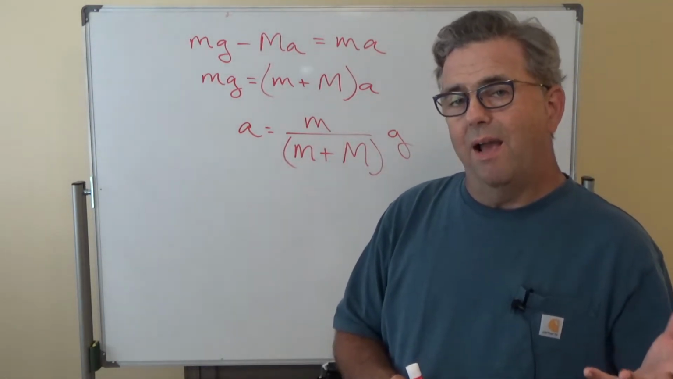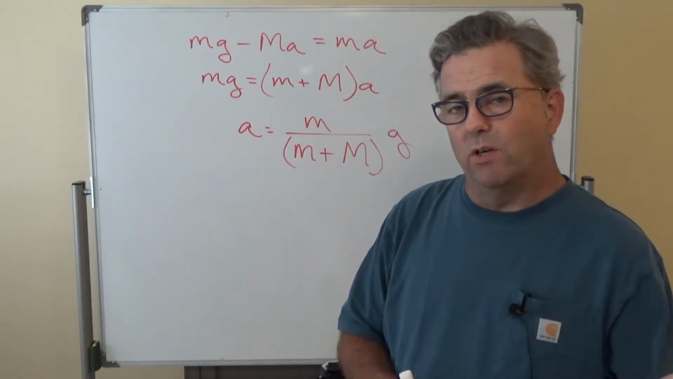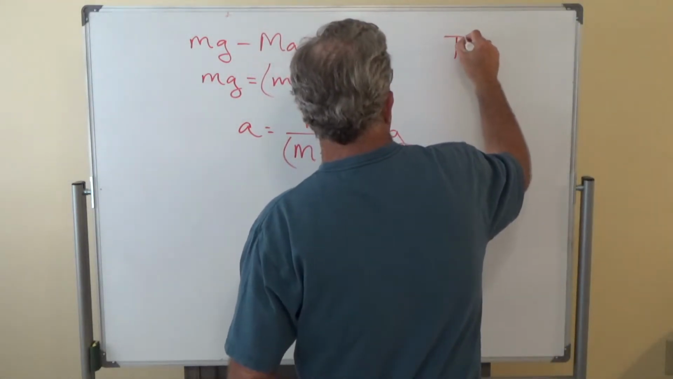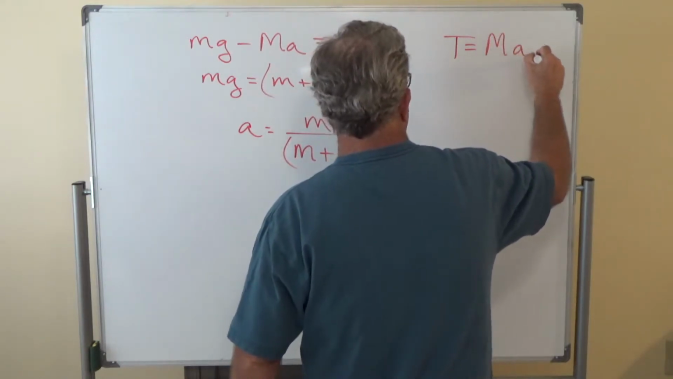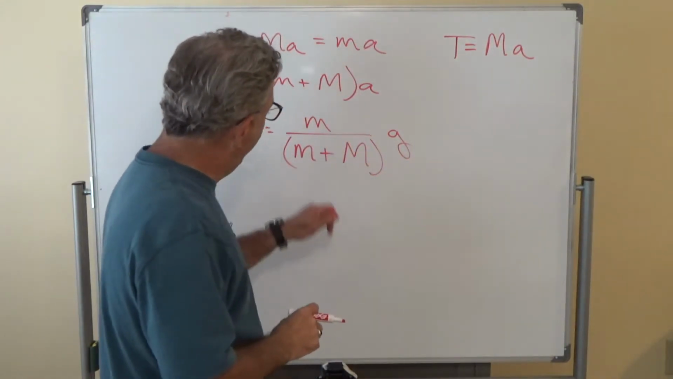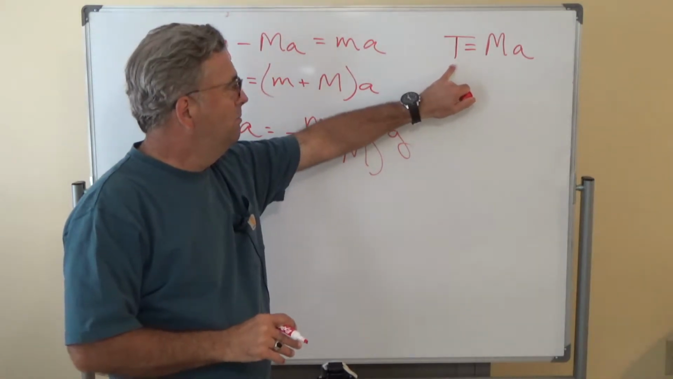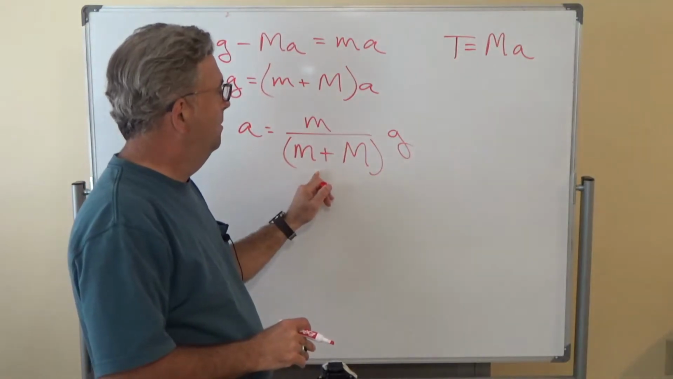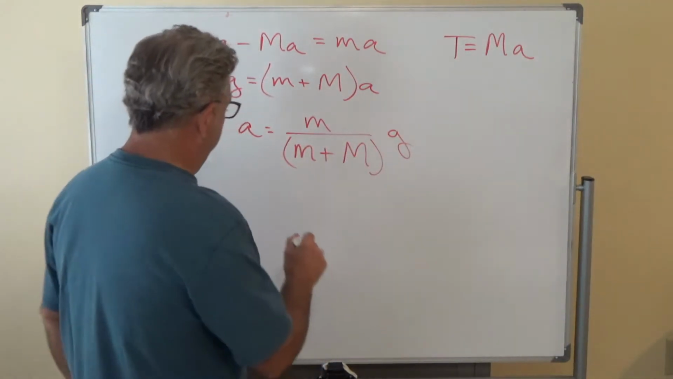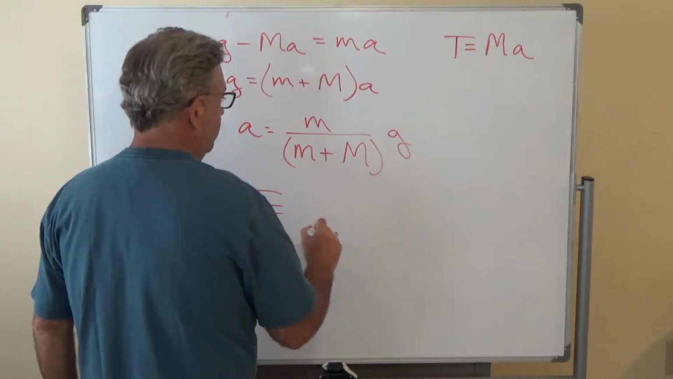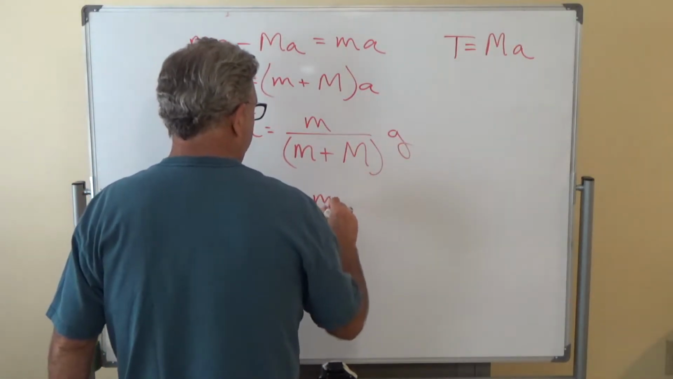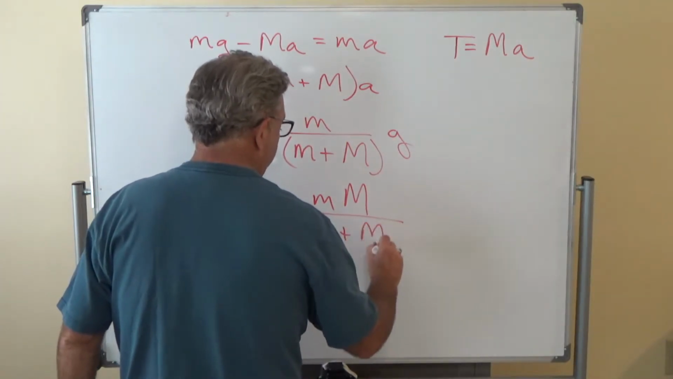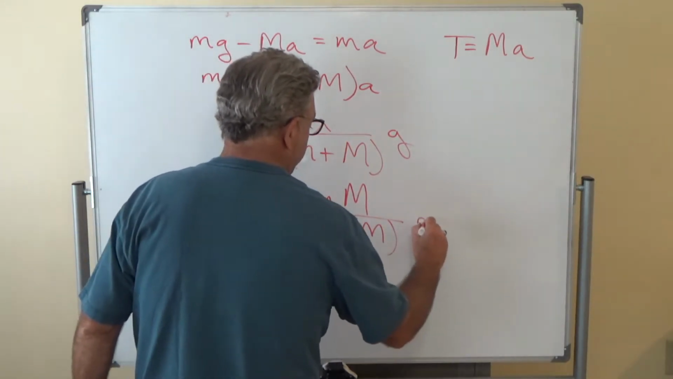Now, I have the acceleration. If I want to solve for the tension, all I have to do is remember that tension is equal to big M a. So I can replace a with this and solve for the tension. So the tension is equal to little m big M over little m plus big M times g.